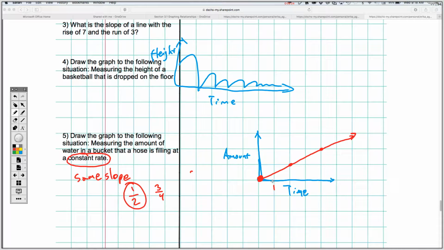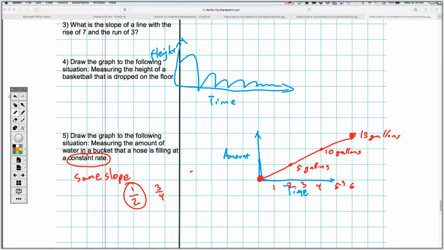So we could say at 1 minute, every 2 minutes it fills up 5 gallons, right? So if it's 3 minutes, 4 minutes, this is now 10 gallons. What do you think this one is? 15 gallons. At how many minutes? 5, 6. So that's what it means to have a constant rate, same slope.